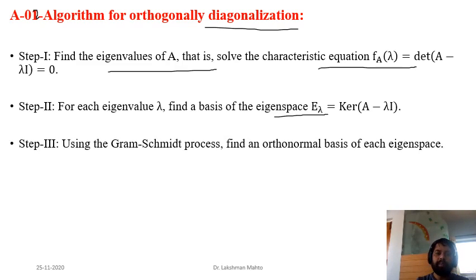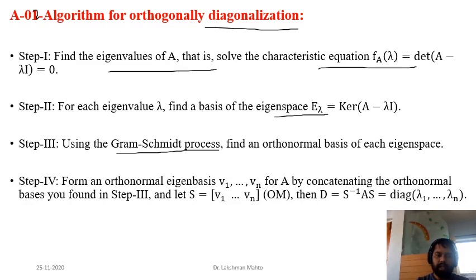So how? By solving, or by finding the kernel space of A minus lambda. So you will get the eigenspace. Once you have the eigenspace, what do you do? Apply the Gram-Schmidt orthogonalization process over the eigenspaces in order to get an orthonormal basis for each individual eigenspace.